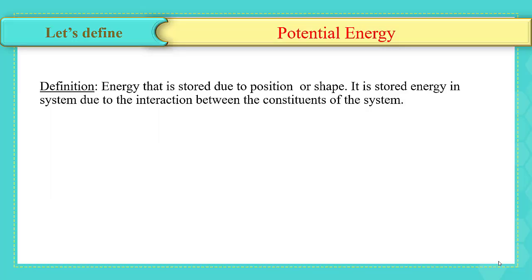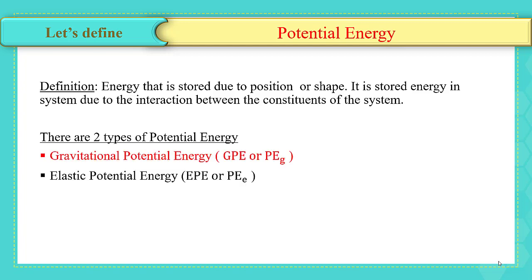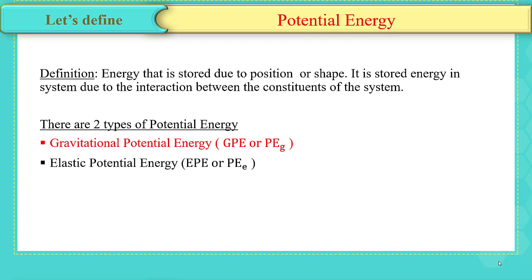Potential energy is an energy stored due to position or shape. It is stored in a system due to the interaction between the constituents of the system. There are two types of potential energy: gravitational potential energy and elastic potential energy. But for grade 12 SE, we are interested in gravitational potential energy.